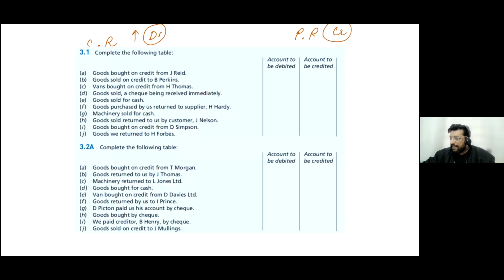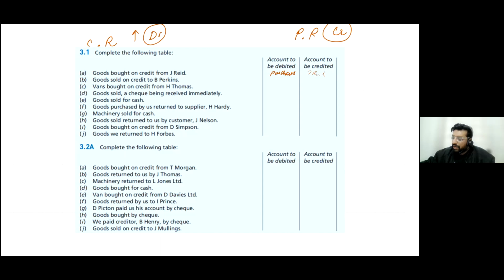So let's see what happens to these accounts. Goods bought on credit from J Reed. Goods is my inventory, my stock. So account to be debited is going to be purchases account, and account to be credited is going to be my J Reed account because that's our liability and liability is increasing.